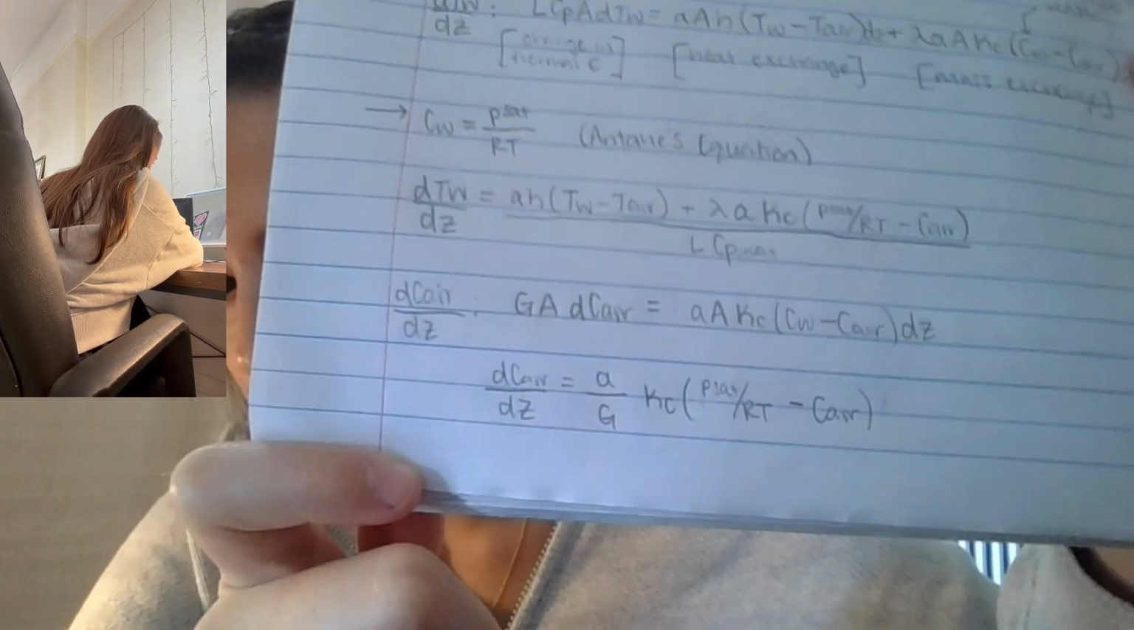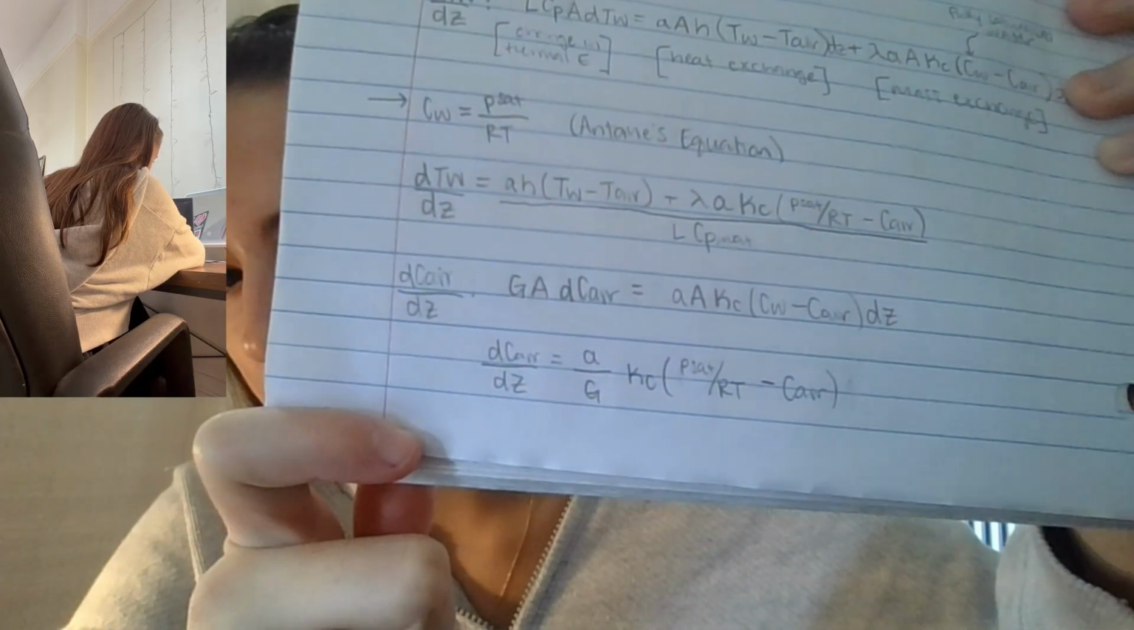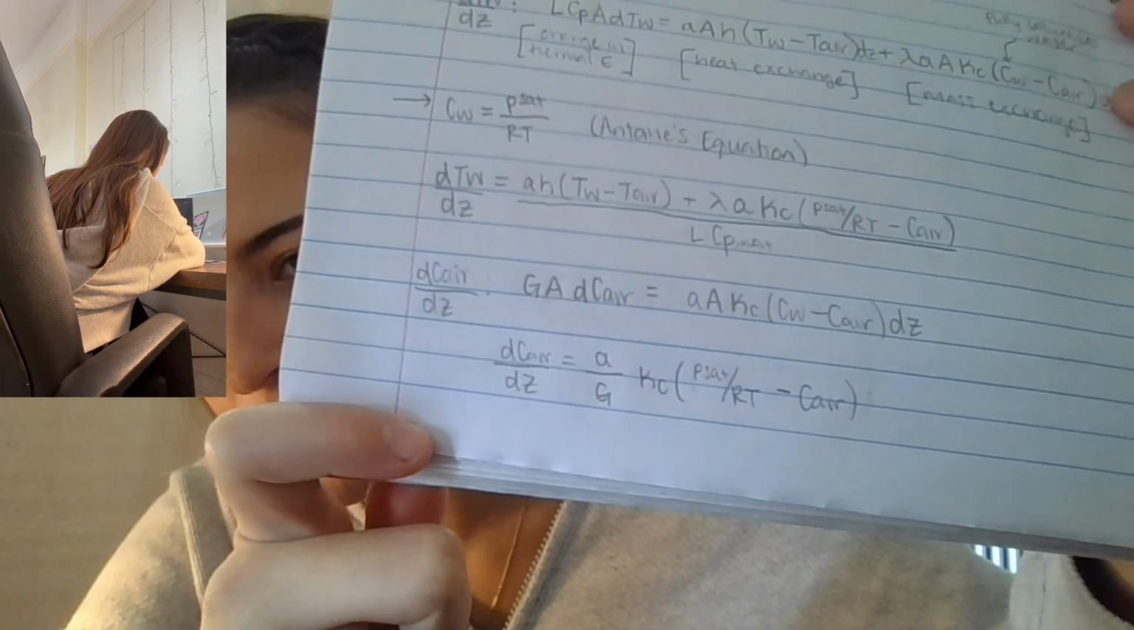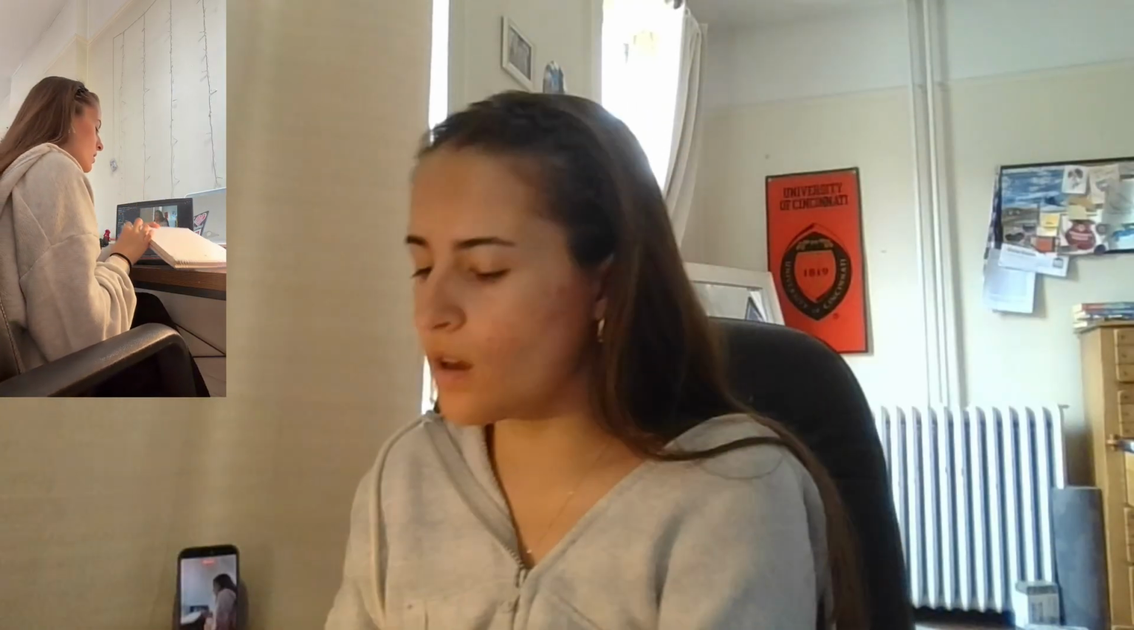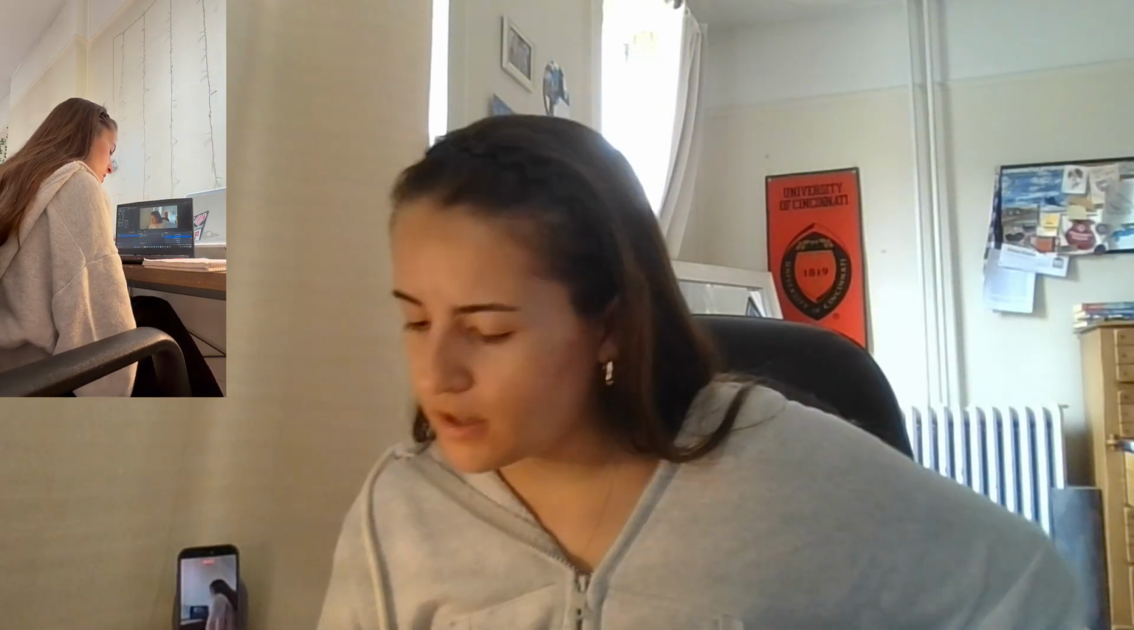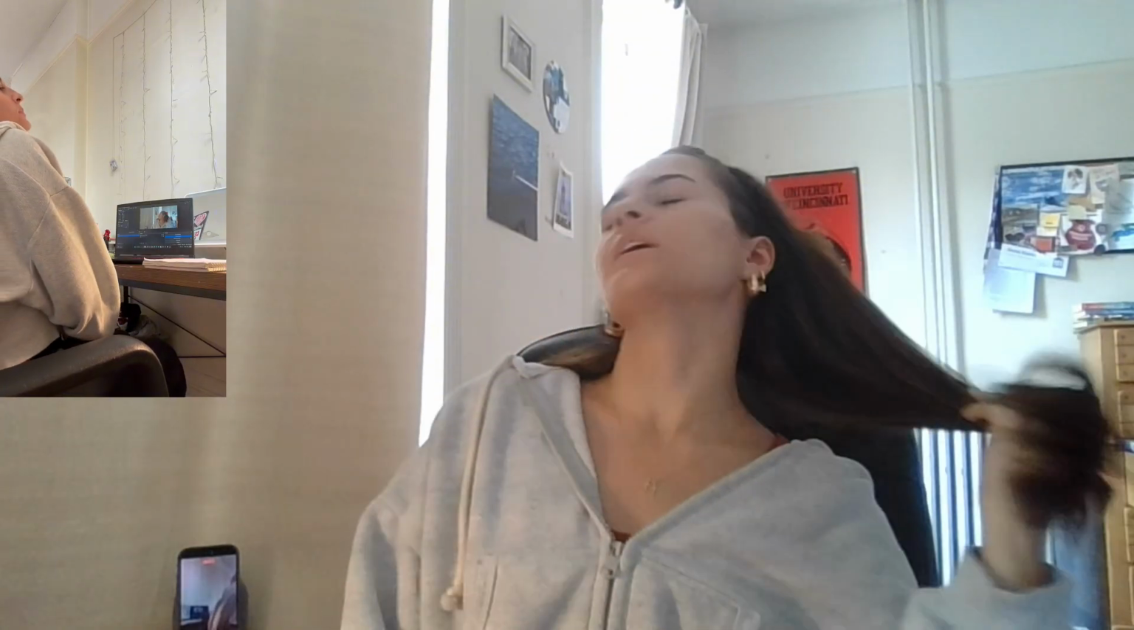So here is that expression that we have now for the concentration of air due to change in position. This is what we have, but we are going to add another substitution in here in order for these equations to be as simplified as possible. If you'll recall from our last video, we had derived a relationship between the heat diffusion coefficient H and the mass diffusion coefficient Kc.